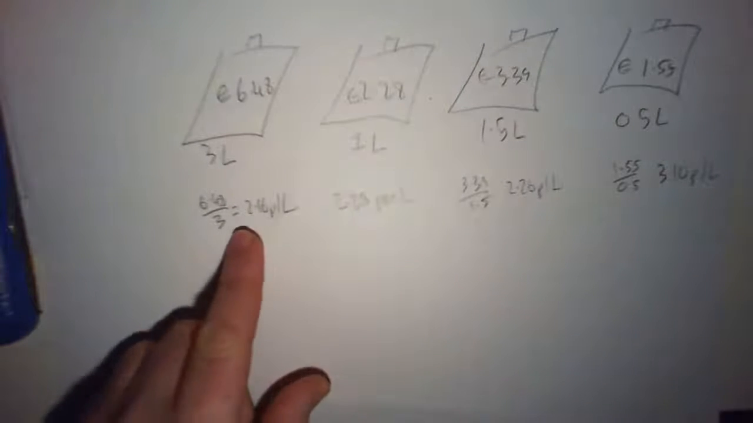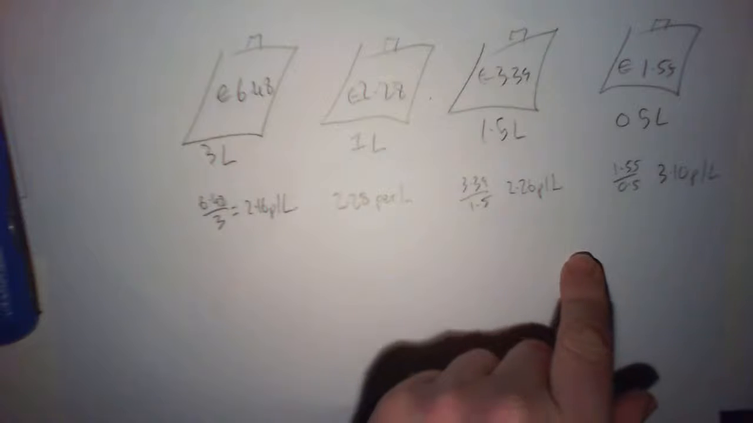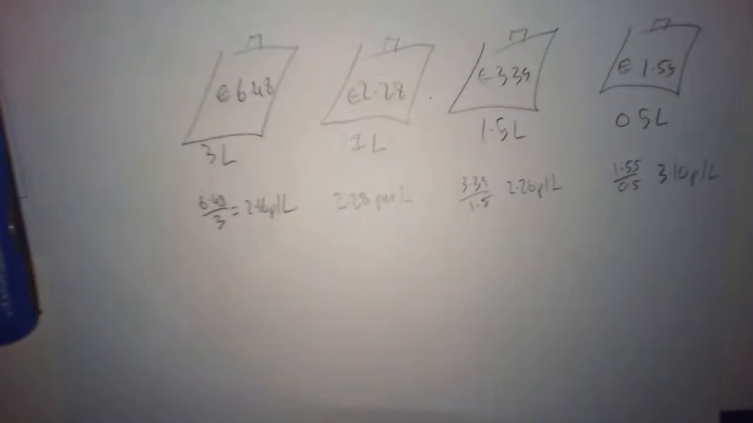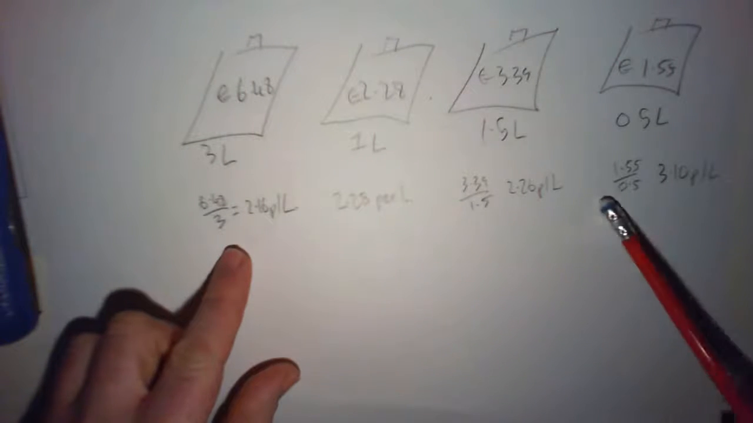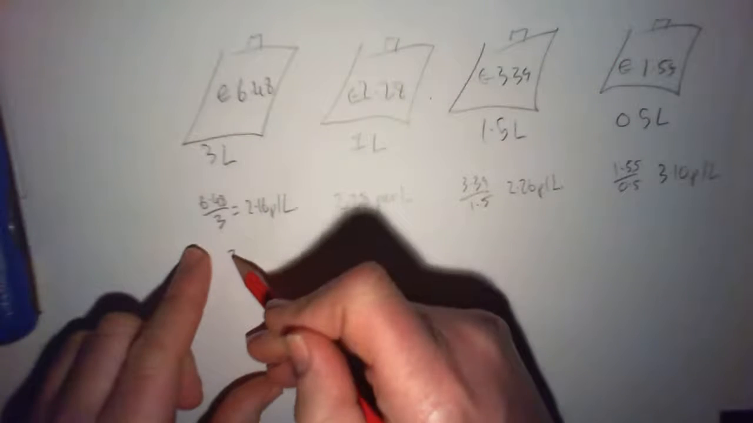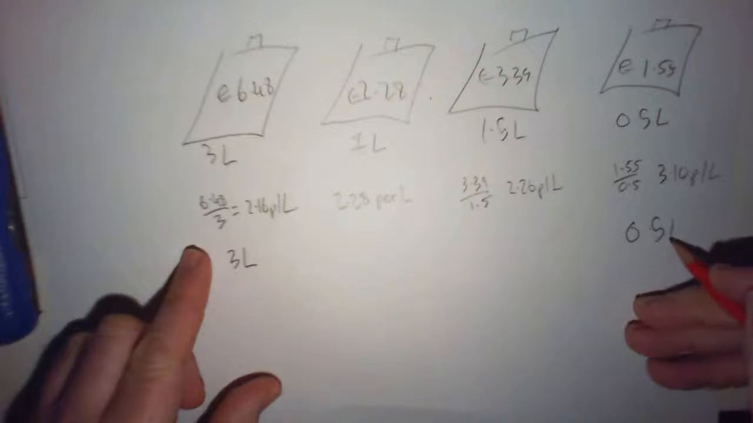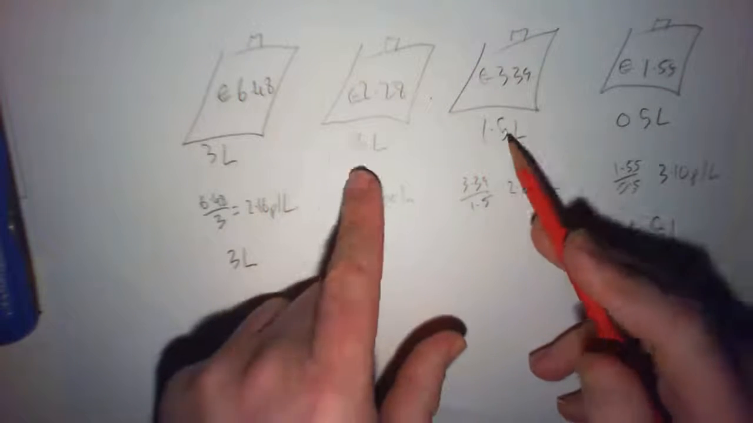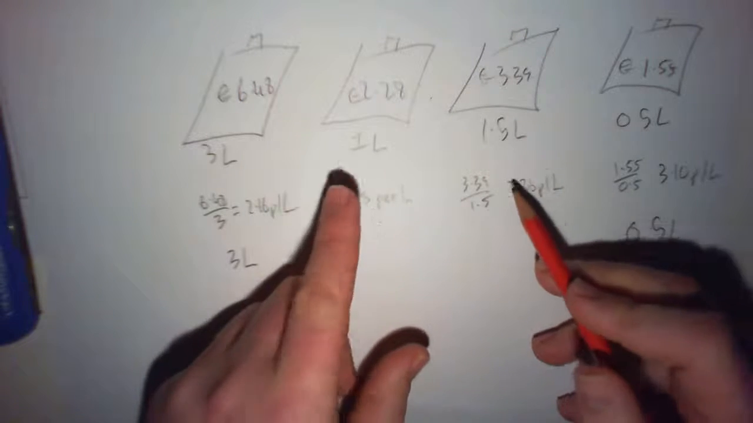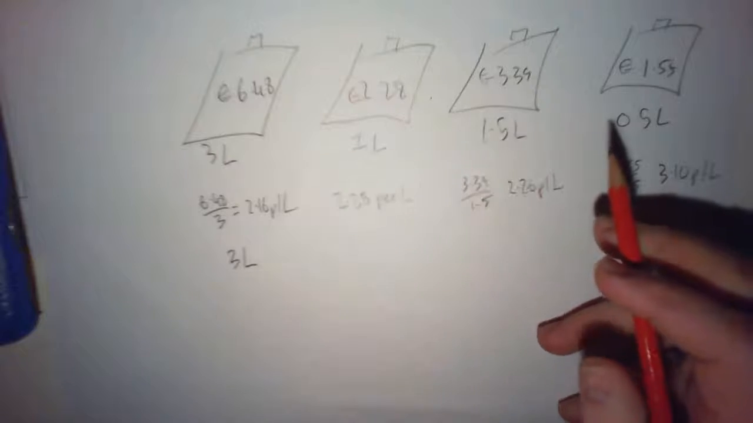So they're all in their per liter form now. Which one is the cheapest? Okay, well, actually, the 3 litre is the cheapest, and the most expensive is the 0.5 litre. And there's not much between the 1 and the 1.5 litre. In fact, the 1.5 litre is slightly cheaper than the 1 litre one.